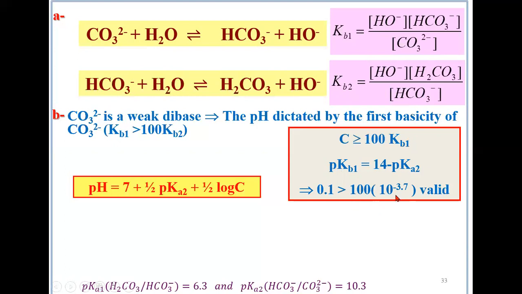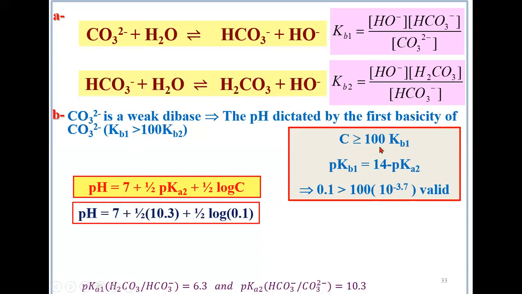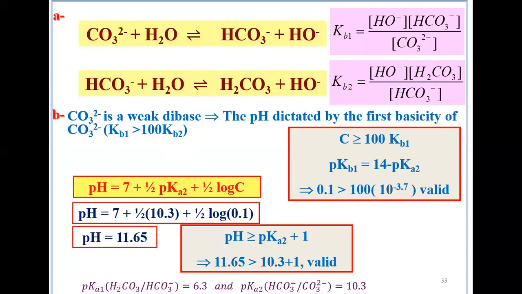And if it is, which it is, use this equation: pH equals 7 plus half pKa2 plus half log C. Why? Again, because this is the equation which governs the pH of a base as long as this condition stands. Substitute pKa2, we have the log of the initial concentration for this dibase, and get the pH. Of course, check it. Is this pH greater than pKa2 plus 1? Yes, it is, and therefore you're fine. Of course, you only need one validity check. You don't have to do both of them.